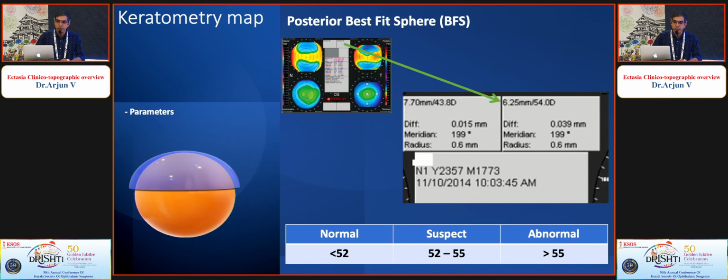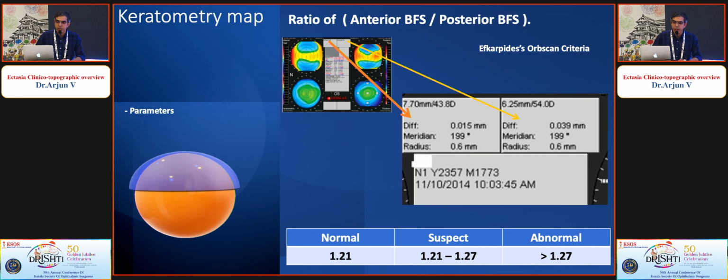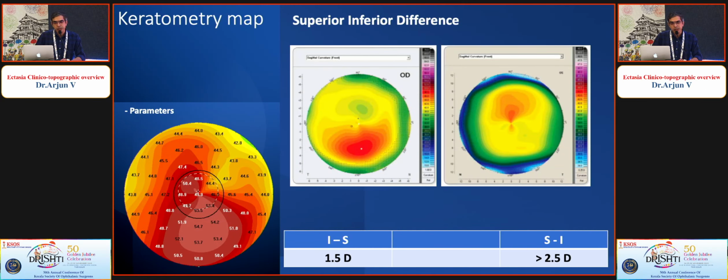And next you can see is the posterior best-fit sphere, that is, the power of the posterior best-fit sphere. Less than 52 is considered normal. More than 55 is considered abnormal. You can also take the ratio between the anterior and posterior. This is one of the Escarpate's criteria, where a value less than 1.2 is normal, and more than 1.27 is considered abnormal. And keratoconus is mostly an inferior steepening. So if the difference between the inferior and superior powers is more than 1.5 diopters, it is considered significant. And when it becomes superior-inferior steepening, it has to be more than 2.5 to be considered significant.